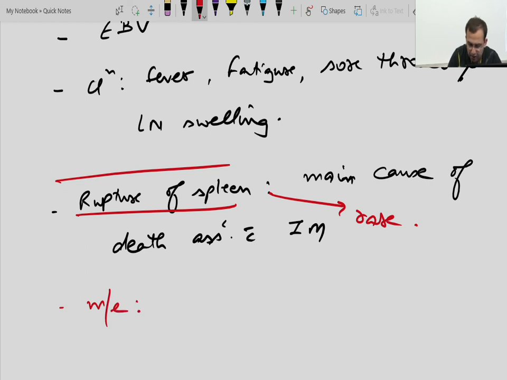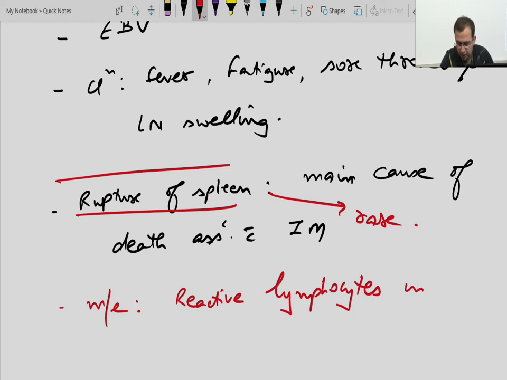Microscopically, it shows the presence of reactive lymphocytes in peripheral blood. Done. This is infectious mononucleosis.